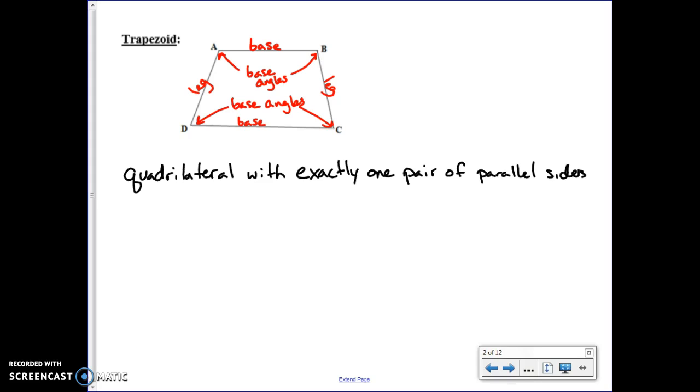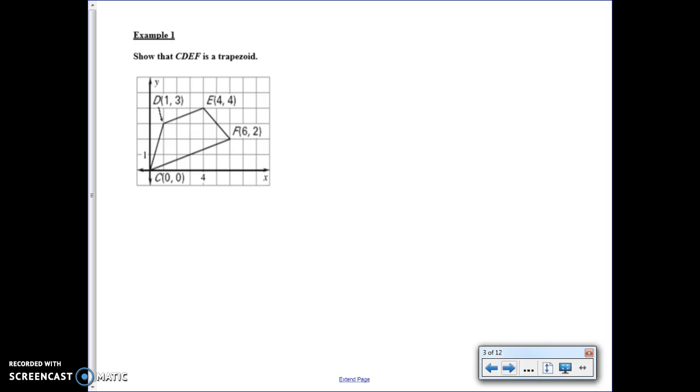So if we want to show that CDEF is a trapezoid, we need to show that one pair of sides is parallel, but that the other pair of sides is not parallel. So the ones that look parallel to me are DE and CF. So I'm going to test those first. And remember that when we're doing parallel, we are comparing the slopes. So we need the slope of DE.